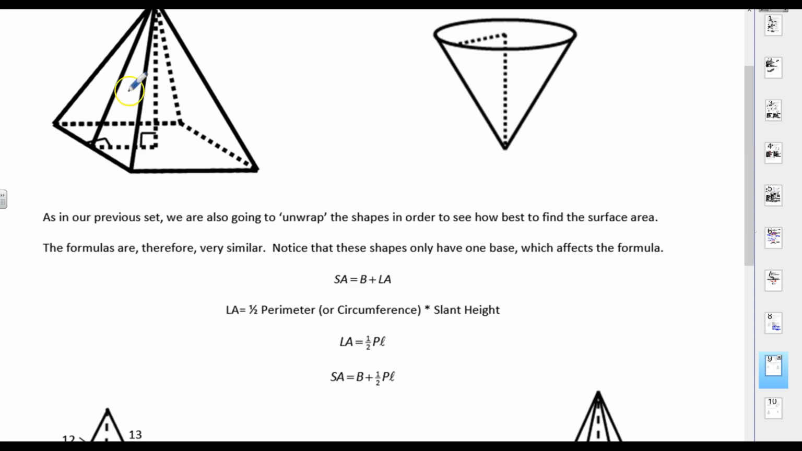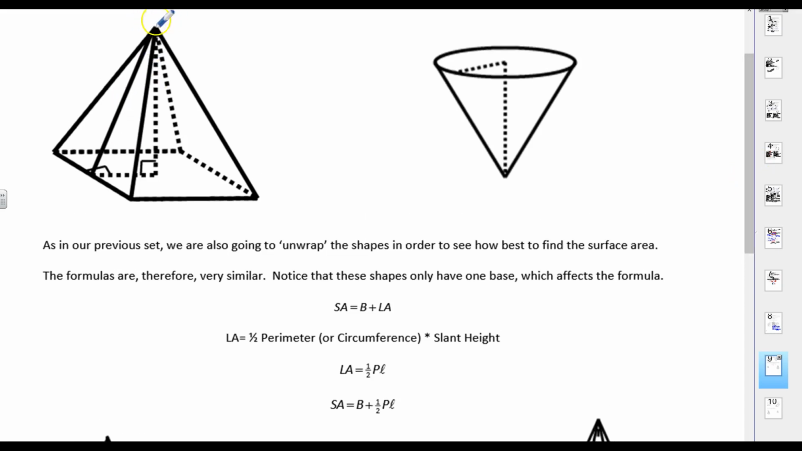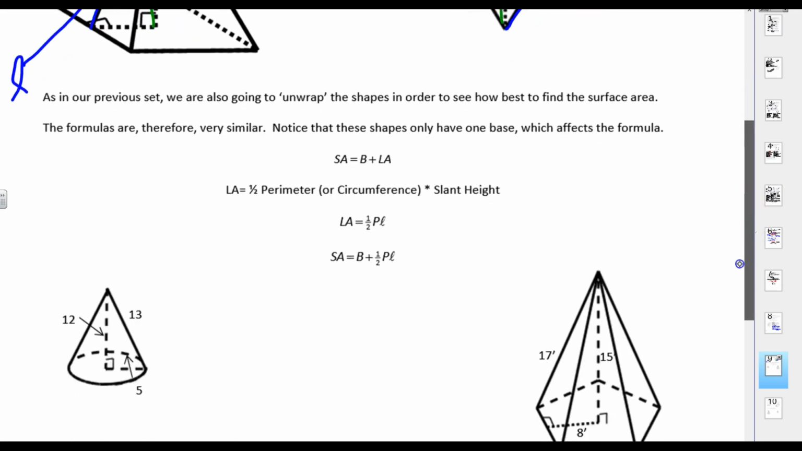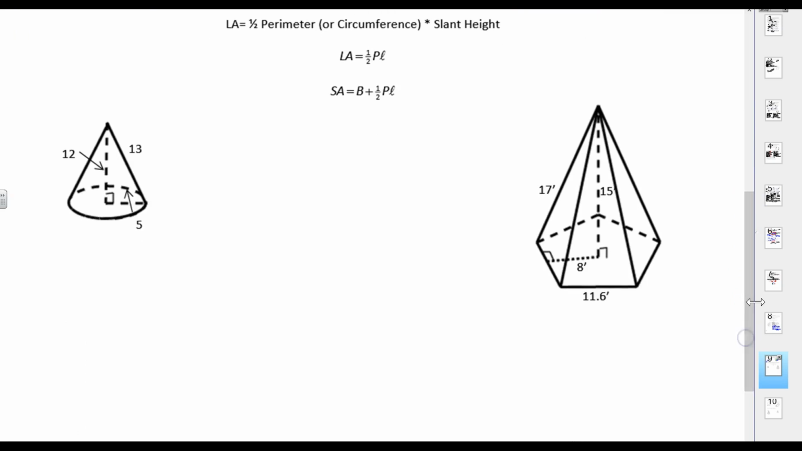And guys, your slant height is always found from the top, from the vertex of your cone or pyramid, down to the midpoint of the opposite side. This right here is your slant height. On the cone, it's this segment right here. This here is your slant height. It's different than the height. The height is the distance from the base to the vertex. That's your height. Here and here, those guys would be the height. But for surface area, we want slant height. So your total surface area formula is surface area equals base plus 1/2 perimeter times slant height.